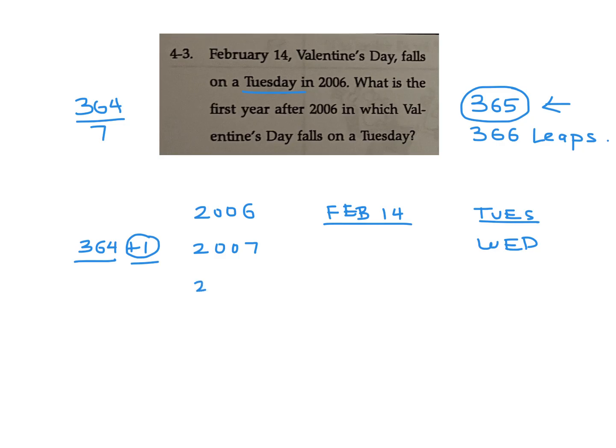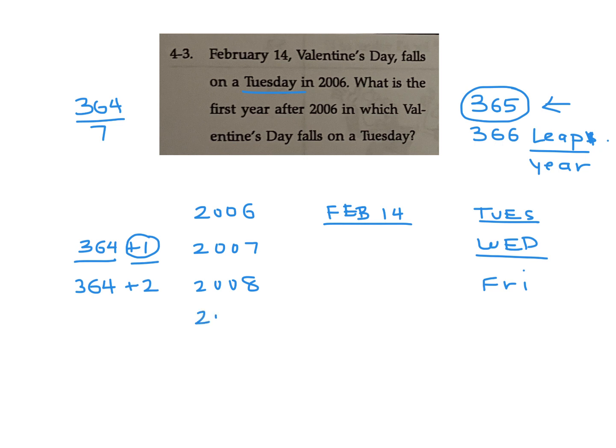Okay, now we get to 2008. 2008 was a leap year, and that means there's 366. So what does that mean? That means we had the 364, which is a multiple of 7, but then we have 2 more than a multiple of 7. So we have to jump 2 more days from the Wednesday. So that would be Friday.